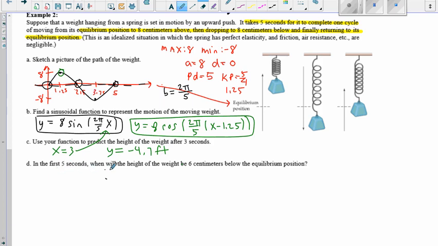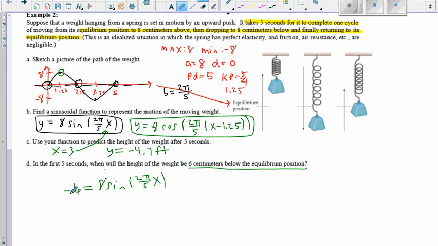Then it says in the first 5 seconds, when will the height be 6 centimeters below the equilibrium position? So for 6 centimeters below the equilibrium position, that means it would be negative 6 is equal to 8 times the sine of 2 pi over 5x. So of course we're solving for x. So the best way to do this problem would be to plug this into your calculator.